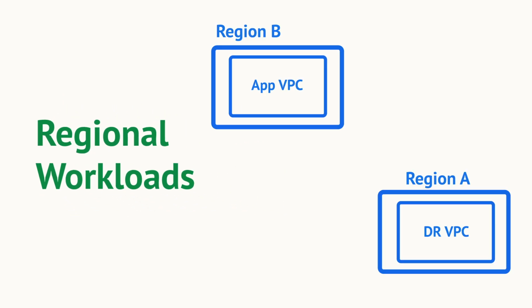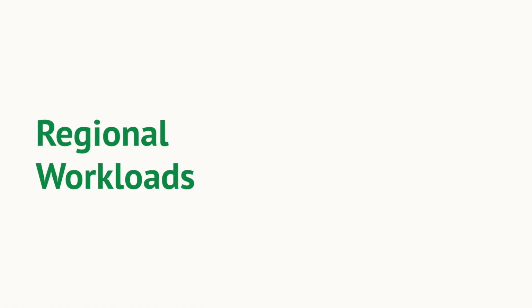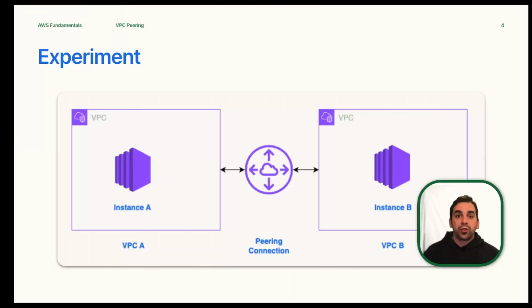Finally, if you have regional workloads, peering enables low-latency, private connectivity between VPCs in different regions, allowing you to deploy workloads closer to users for better performance, while maintaining secure, cross-region communication for data replication, disaster recovery, or global application architectures. In the next part of the video, we're going to show peering in action.